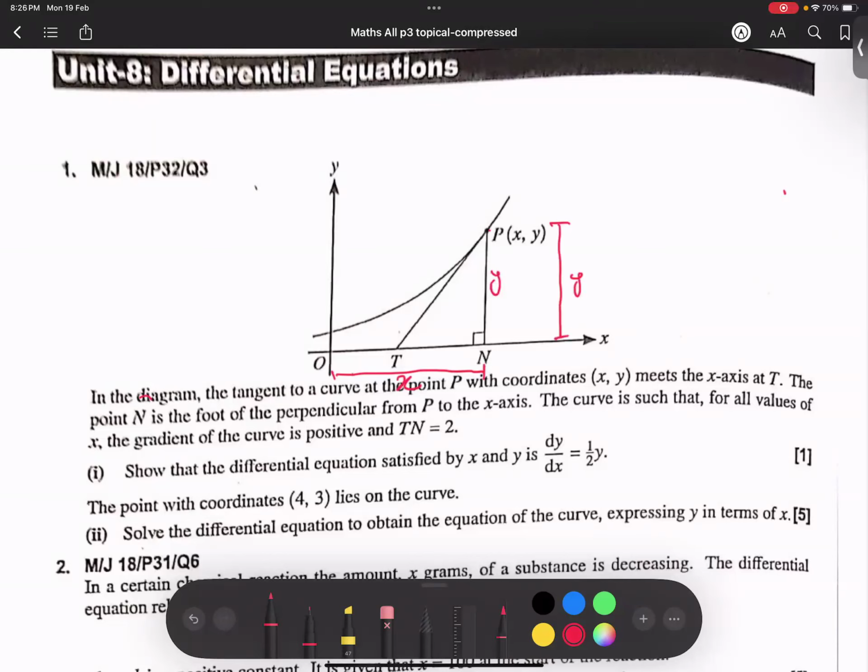Very clear approach. He's saying further, the important thing, that the gradient of the curve is positive. And TN is 2. So this gap, from T to N, is 2. Okay. What is our target to prove? The target to prove is this one. So dy dx is involved. And you must know, students, dy over dx is also called the gradient. And gradient is always y2 minus y1 over x2 minus x1.